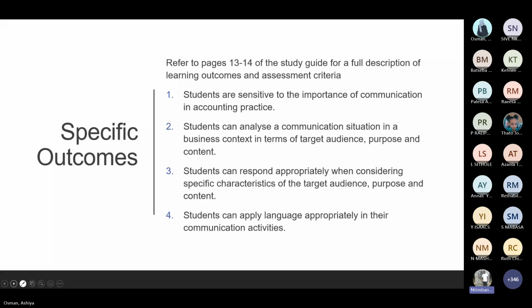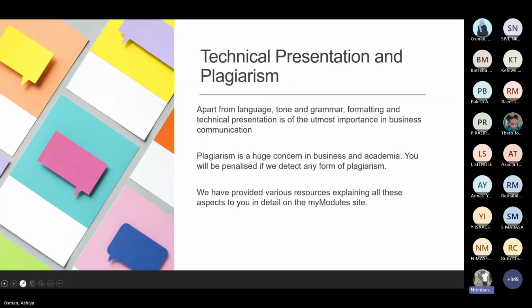And student can analyze a communication situation in a business context in terms of target audience, purpose, and context. So here it's the one dealing with analyzing communication in a business context, and also the message that will be relevant for your target audience. And the third one, student can respond appropriately when considering specific characteristics of the target audience, purpose, and content. And the fourth one, students can apply language appropriately in their communication activities. I hope you still remember that. I think it's Learning Unit 1 that deals with that language part that goes along with Learning Unit 3.